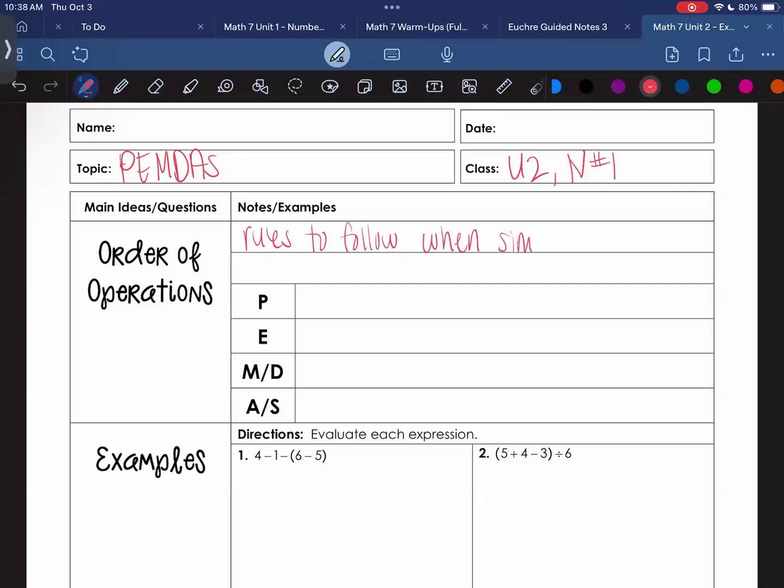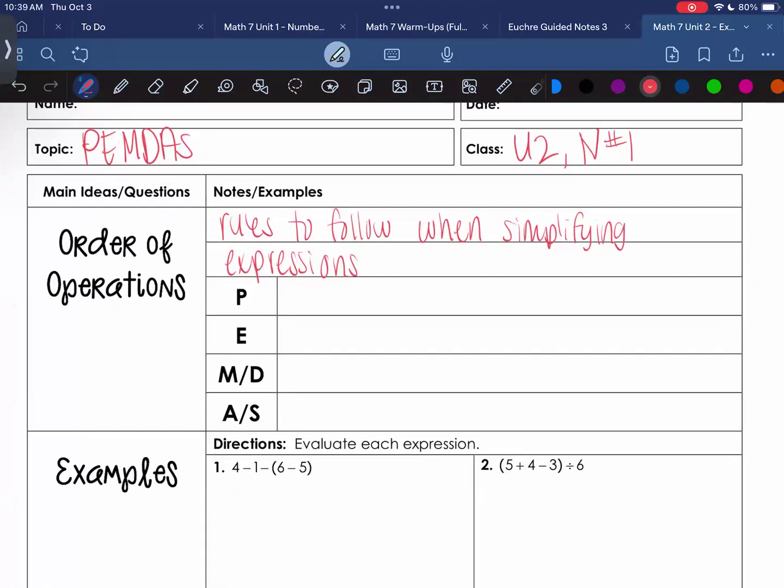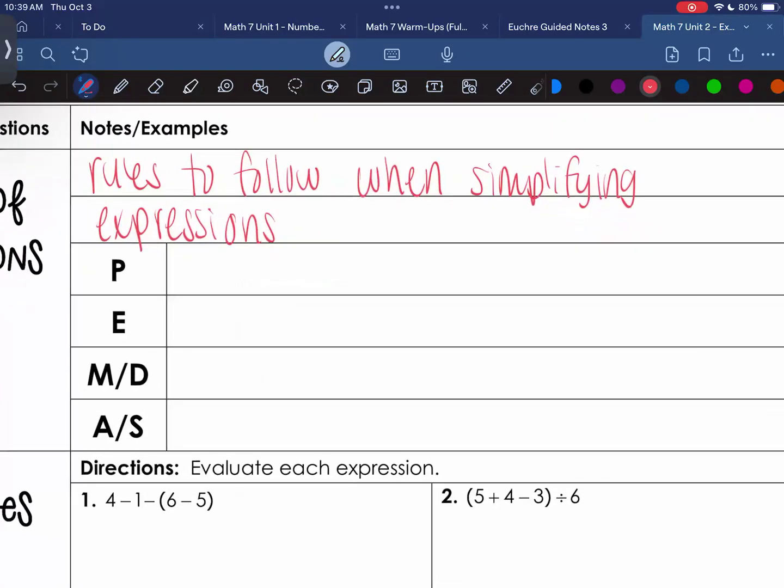when simplifying expressions. All right, let's go through what each one means, even though we probably already know this. And expressions right here, that word just means an equation, but without the equal sign. So get used to calling that an expression. The P stands for parentheses. All right, it looks like this.